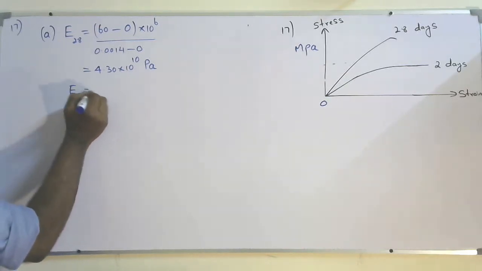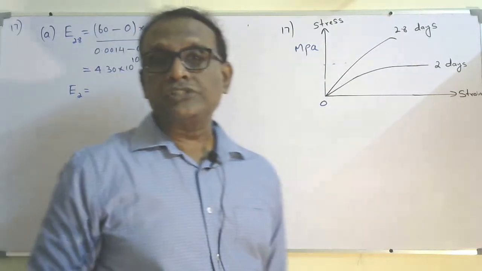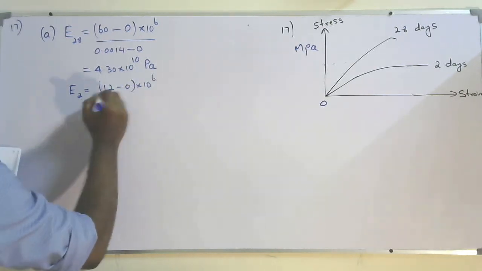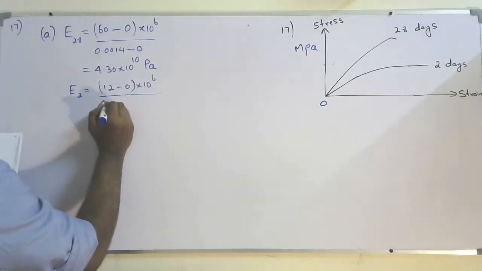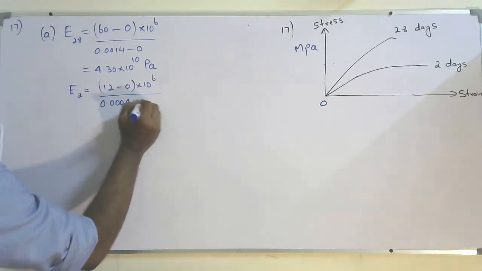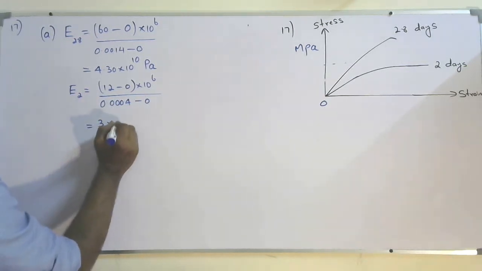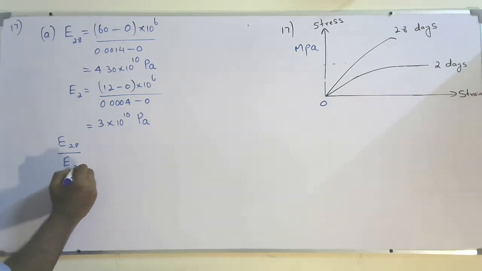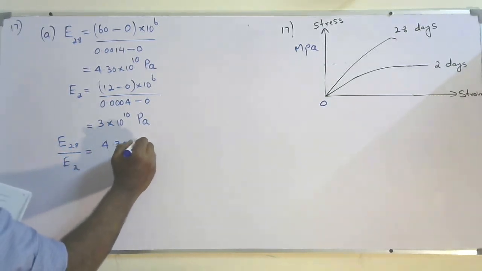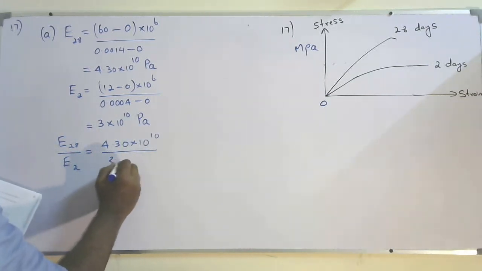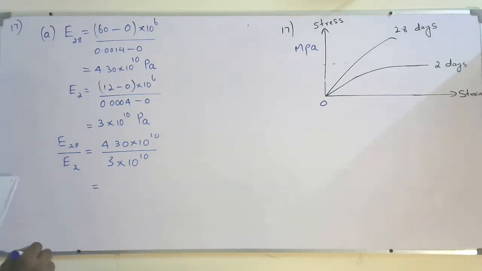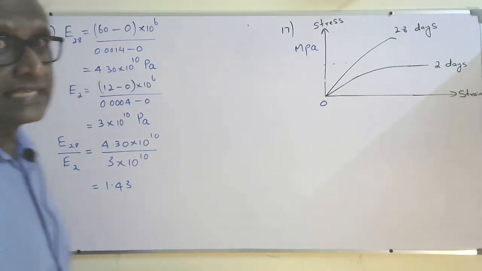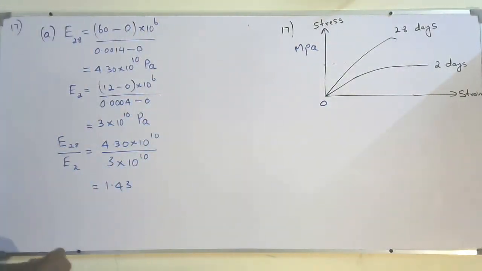In the same way, for E2, the 2 days, find the gradient of the linear portion of the second graph. You will get 12 minus 0, times 10 to the power 6, divided by 0.0004 minus 0, so that will be 3 times 10 to the power 10 pascal. So E28 over E2 is 4.30 times 10 to the power 10 divided by 3 times 10 to the power 10, which is almost 1.43. That is greater than 1.3. They said at least 1.3 times, and we are getting 1.43.